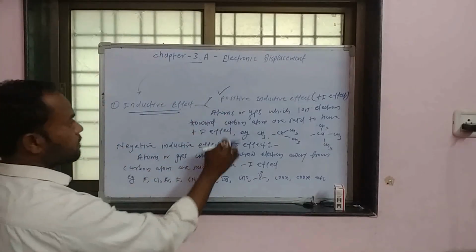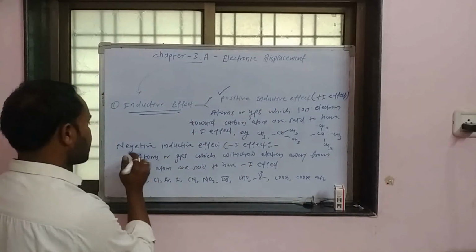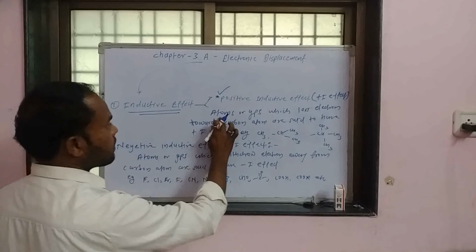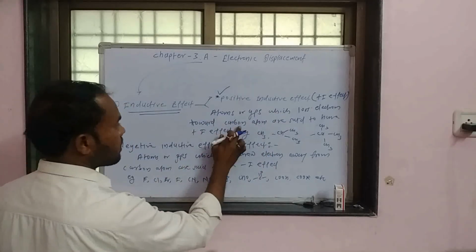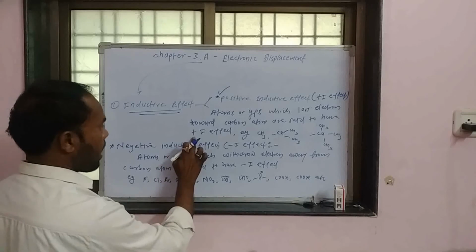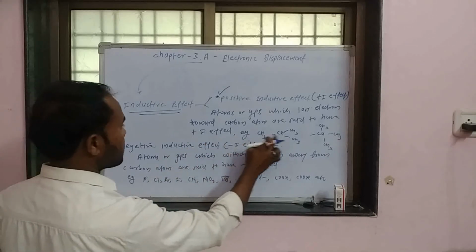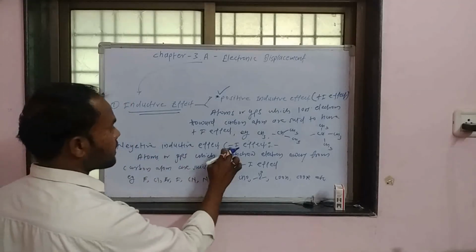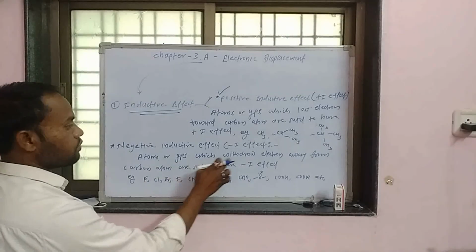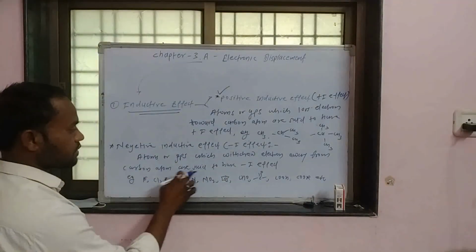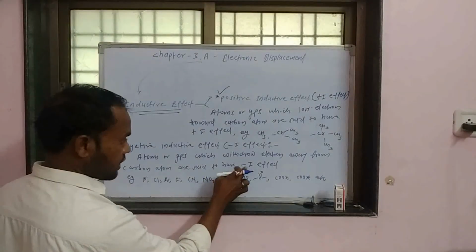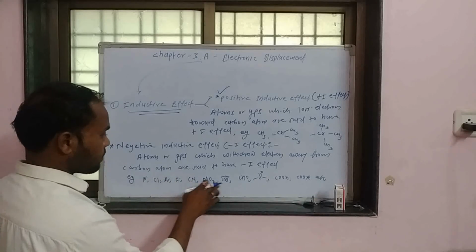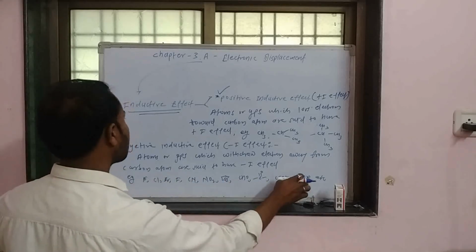For the inductive effect there are two types, positive inductive effect or negative inductive effect. Positive means atoms or groups which lose electrons toward the carbon atom have a plus I effect. For example, CH3, secondary group and tertiary group. Negative inductive effect means atoms or groups which withdraw electrons away from the carbon atom are said to have a negative I effect. For example, chlorine, bromine, iodine, cyanide, nitro group, benzene, aldehyde, ketones, acid, ester group, etc.